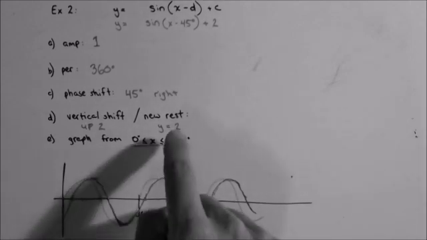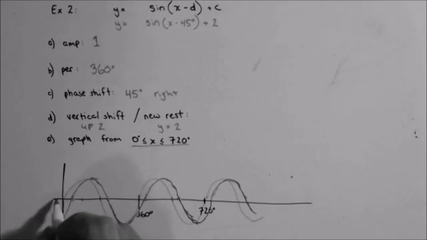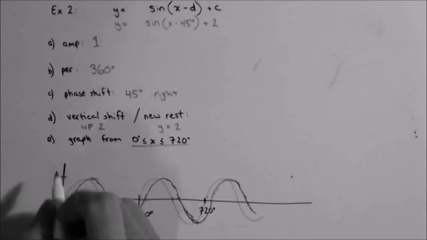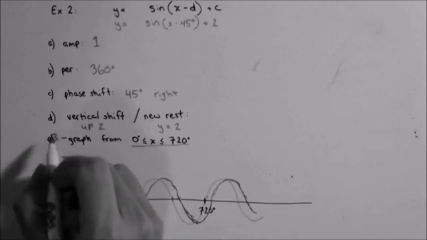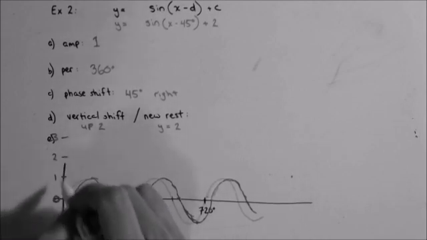And now the last thing we need to do is shift this whole thing up 2, okay? So instead of having the rest at 0 and the max at 1, we're going to have the rest at 2 and the max at 3. Well, let's look at what that looks like. And what's that going to do to our minimum? Well, our minimum is going to be at 1 then.